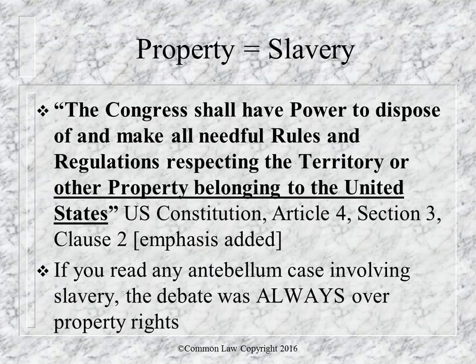If you read any of the antebellum cases involving slavery, and for those who don't know what antebellum means, it means prior to the Civil War. The debate was always over property rights.